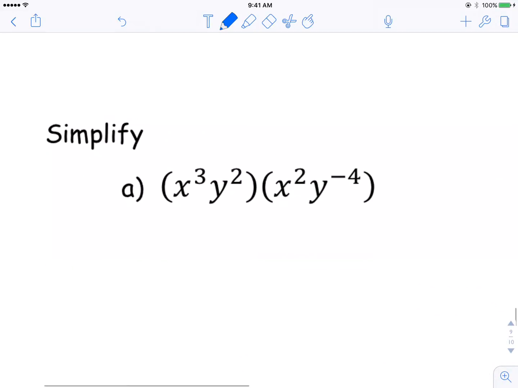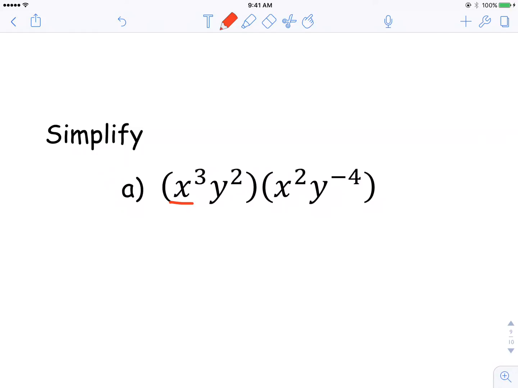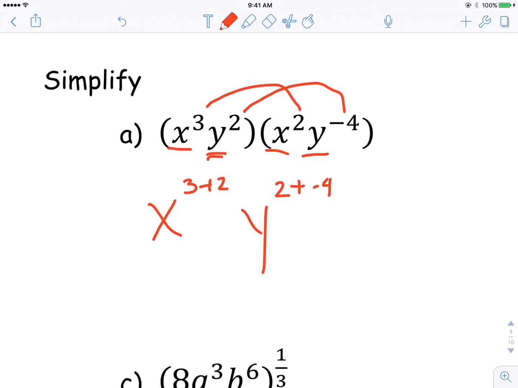Example A. Simplify x cubed times y squared, all multiplied by x squared times y to the negative 4. Well, we have straight multiplication here, so I know that all I need to do is look at my bases. There's my x. What am I going to do with those exponents? Because I'm multiplying, it's going to be 3 plus 2. And then there's another base, y. And what am I going to do with those exponents? Add them together. 2 plus negative 4. This becomes x to the power of 5, y to the power of negative 2.